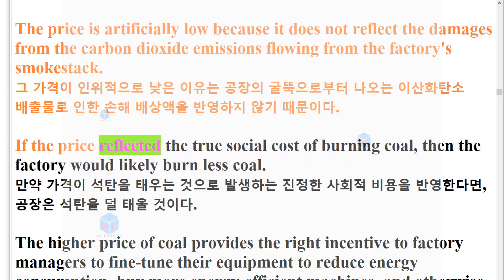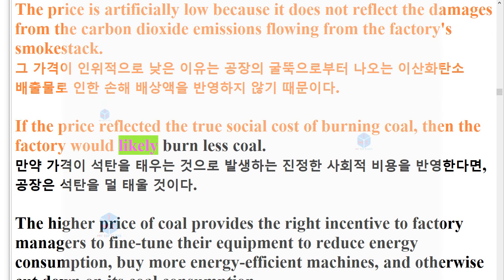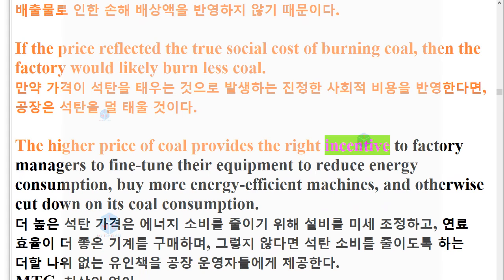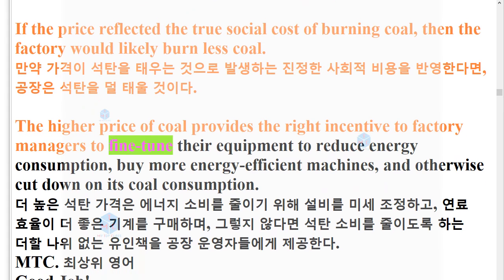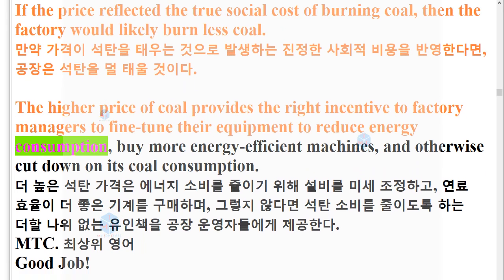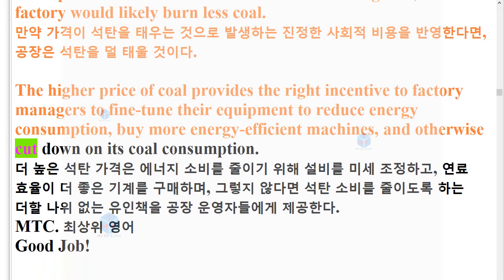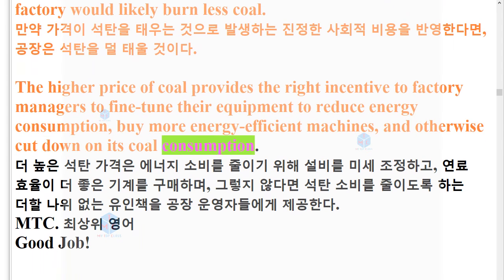If the price reflected the true social cost of burning coal, then the factory would likely burn less coal. The higher price of coal provides the right incentive to factory managers to fine-tune their equipment to reduce energy consumption, buy more energy-efficient machines, and otherwise cut down on its coal consumption.